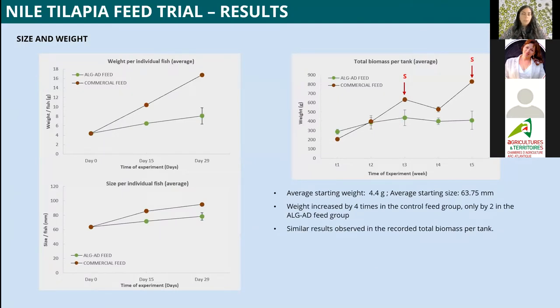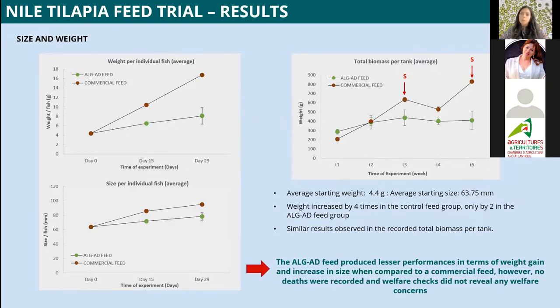So now on to the results: size and weight of the fish. As you can see on this first graph, the commercial feed yielded better growth globally, with the fish quadrupling in weight after a month of experiment, while on the ALG-AD diet, they only doubled in size. We had similar results with the size and also the total biomass per tank. However, while the ALG-AD feed produced lesser performance compared to the commercial feed, looking at the welfare of the animals, we didn't lose any fish, and there were no signs of distress or any other adverse effects of the ALG-AD feed. So that was overall quite positive.